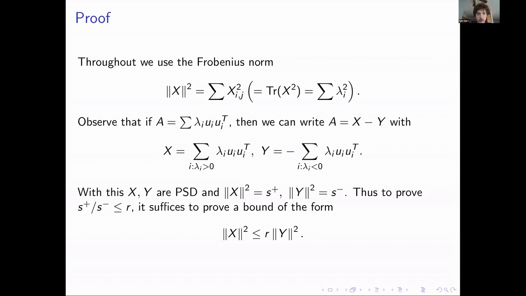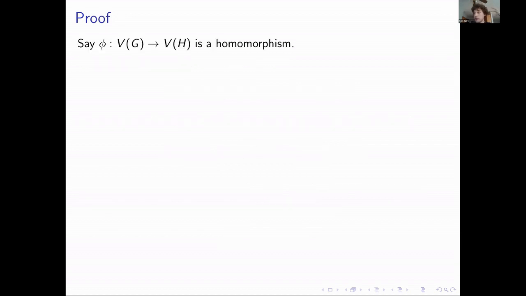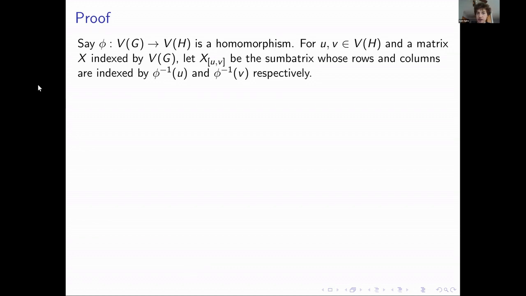So towards this end, we recall that we're going to try and prove our second theorem, which is if you have a homomorphism from G to an edge-transitive graph, then you have some inequality. So let's fix what this homomorphism is. And given this, whenever I have a matrix X indexed by my big graph G, I'm going to define a block partition as follows. So if we have two vertices U, V in H, we'll let the U, V block of X be the submatrix whose rows are indexed by the preimage of U and columns are indexed by the preimage of V.